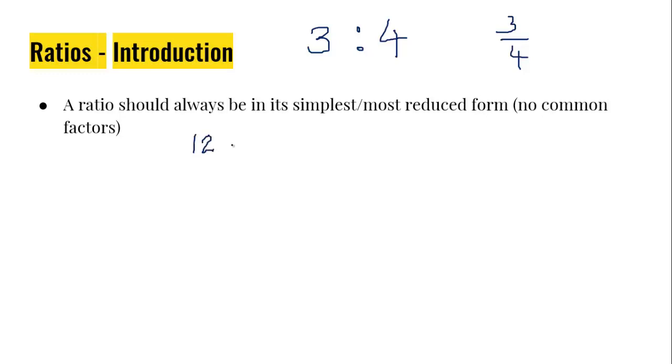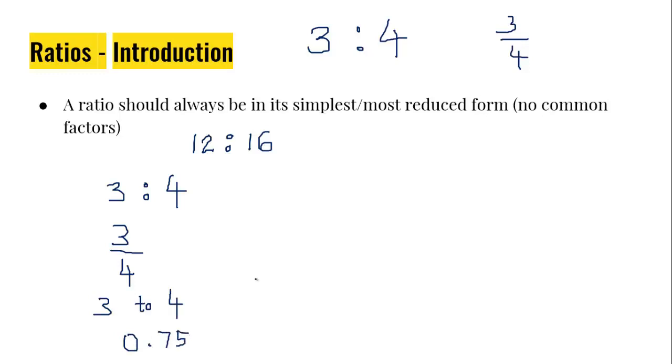With the ratio comparing 12 to 16, for example, you see that both 12 and 16 can be divided by 4. This simplifies your ratio into 3 to 4, or the quotients you get when you divide 12 and 16 by 4. Your ratio can now be written as 3 is to 4, 3 by 4 as a fraction, 3 to 4, and 0.75, which is a decimal.